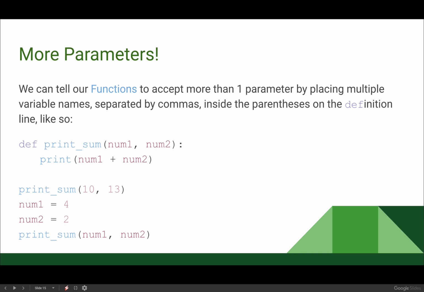We can make our functions accept more than one parameter by placing multiple variable names separated by commas inside the parentheses on the definition line. So if I want to print the sum of two numbers, num1 and num2, I can print the sum of two values. My num1 is going to be 10. I'm going to pass in order, essentially. My first parameter is going to go to num1. My second parameter is going to go to num2.